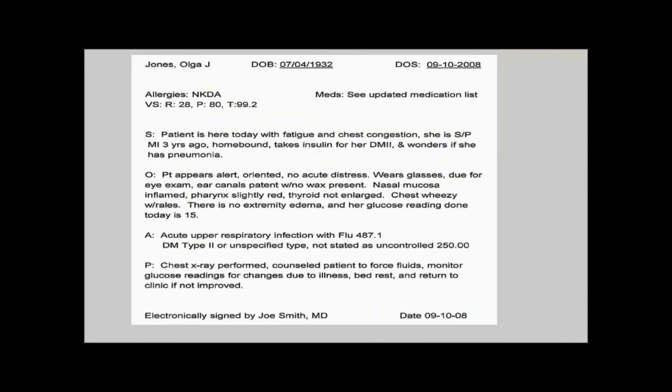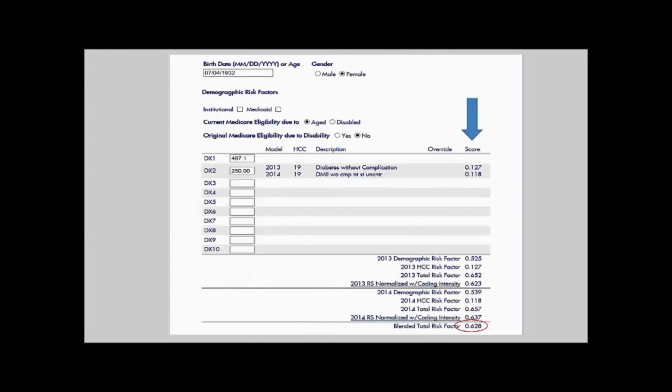So let's go back and look at Olga again. And we've added more to her note. We note that she has diabetes, taking insulin for it. So now her assessment adds the diabetic code 250.00, diabetes unspecified, not stated as uncontrolled. And if you add that in, if you note now, there is a risk score under the diabetes, and her blended total risk factor is 0.628. So it is an increase, but it is still less than average.